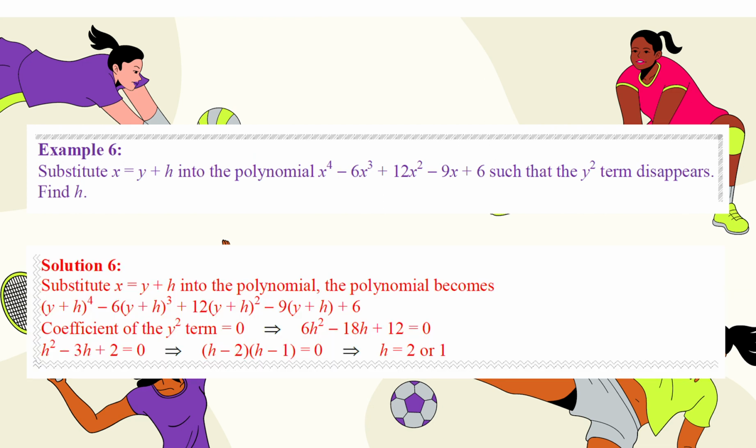Welcome back. Look at them, just substitute inside first. For the y squared term, the first is 6x squared. For this one, it is 3h, negative 18. For this one, the y squared term is just 12. And they say this is 0 because the y squared term disappears, so the coefficient is 0. Simplify it, a quadratic equation. So h is 2 or 1. Good question, good for past papers.